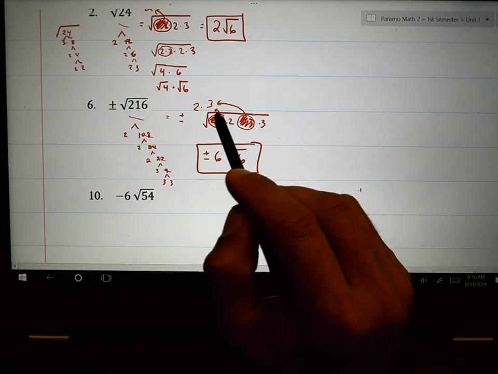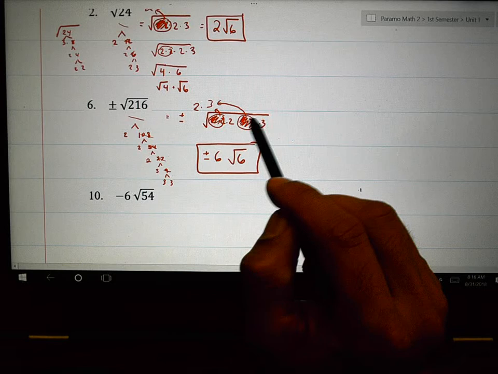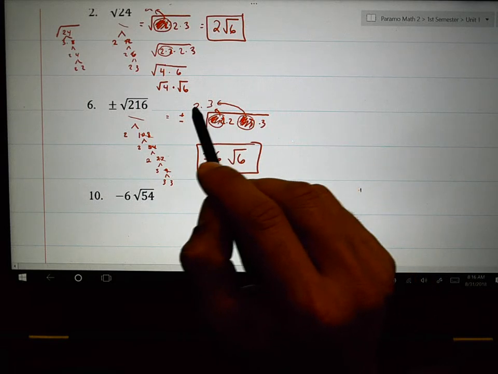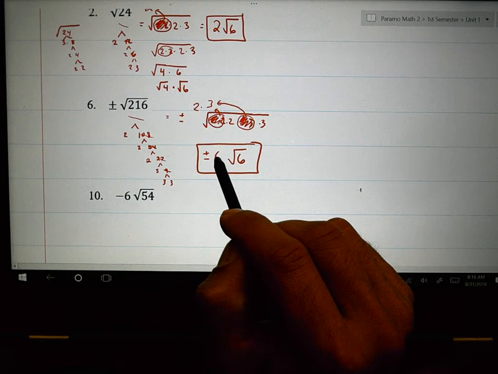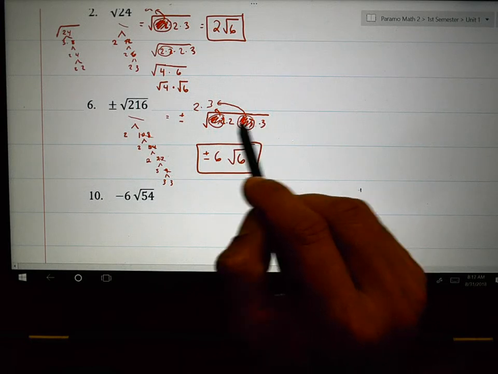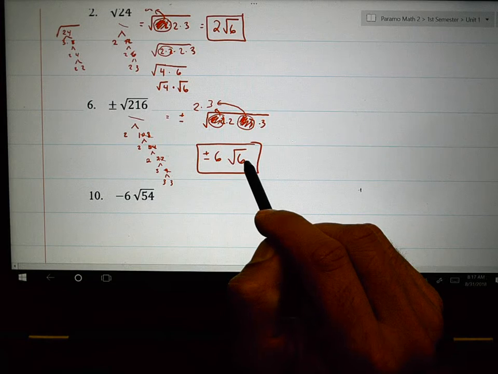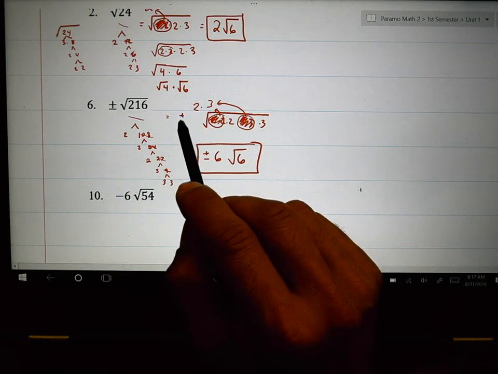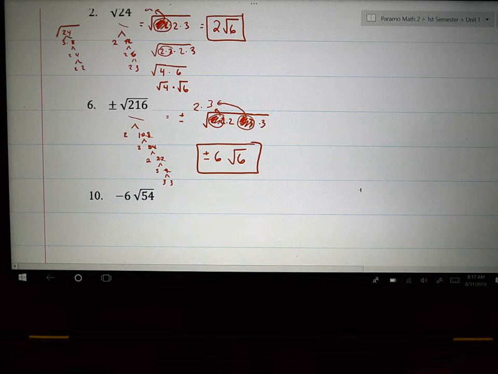And I looked for pairs. I had a pair of 2s, one pops out. Had a pair of 3s, one of them pops out. The 2 and the 3 multiply each other. This 2 and this 3 do not have a partner. They do not have a pair, so you put them back together. What do I do with that plus or minus sign? It stays there. That multiplies this 2 times 3, which is a plus or minus 6 root 6. So I'm hoping that makes sense to you for number 6.